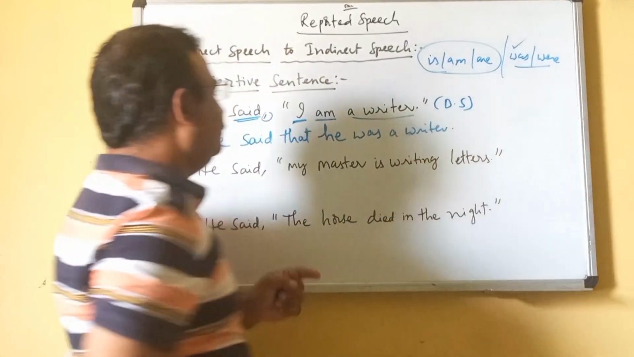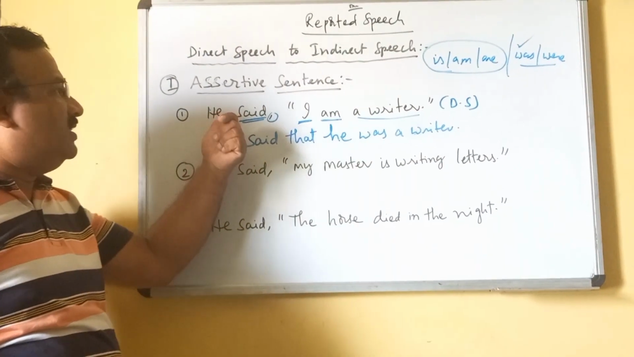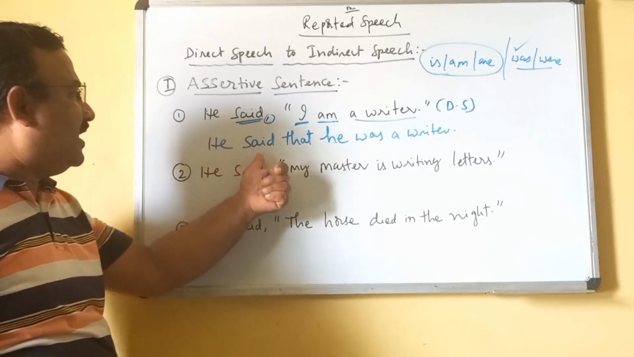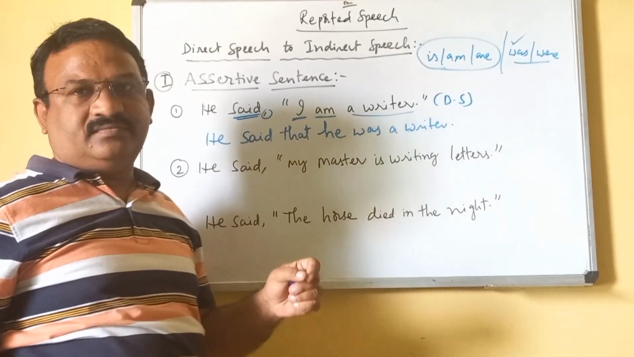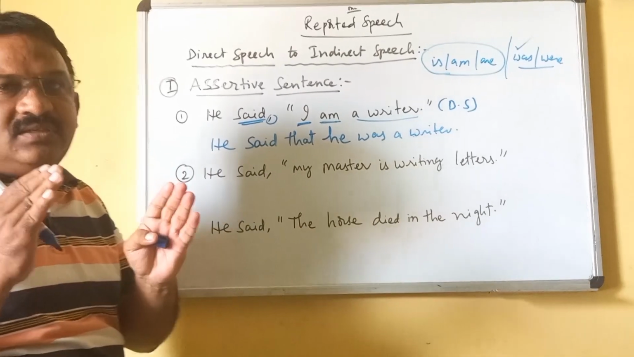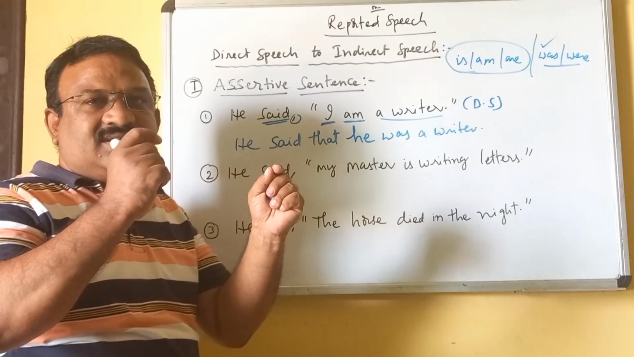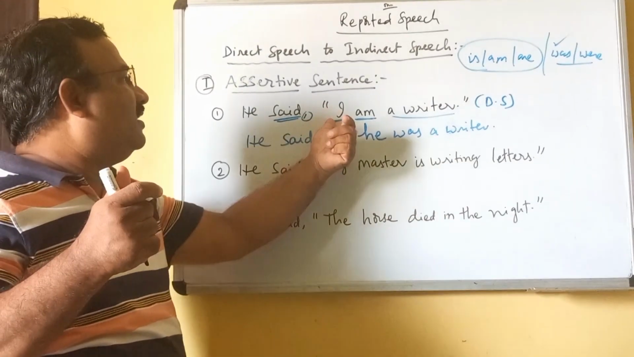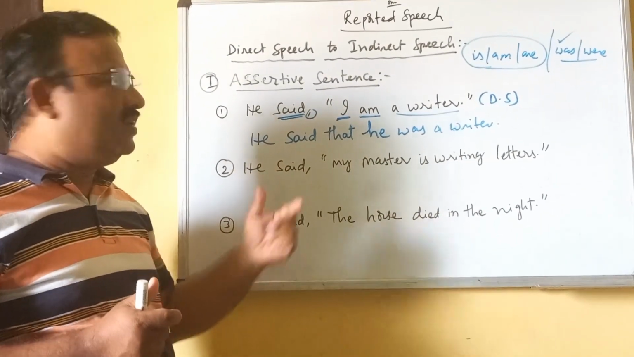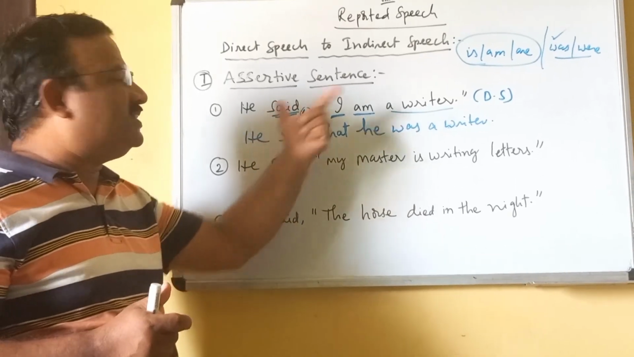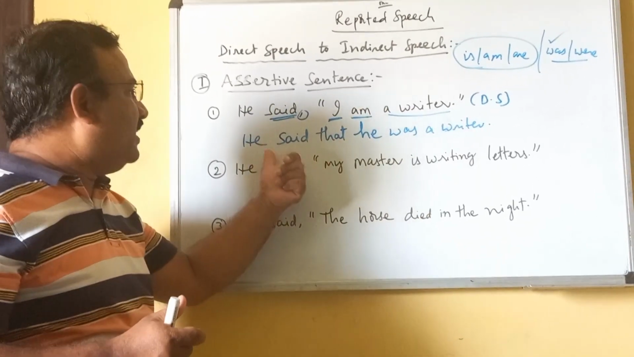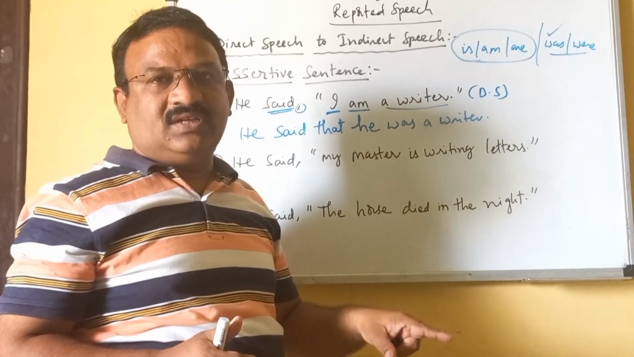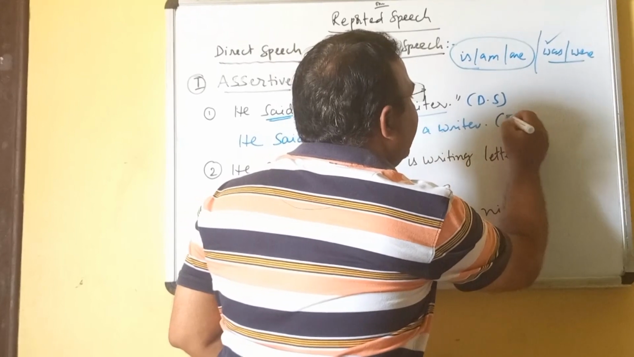And put a comma. So this one is direct speech. Now we change it into indirect speech. He said that he was a writer. Indirect speech is a sentence which gives the substance of the direct speech. So this one is the substance of the direct speech. He said that he was a writer. Understand? This one is indirect speech.